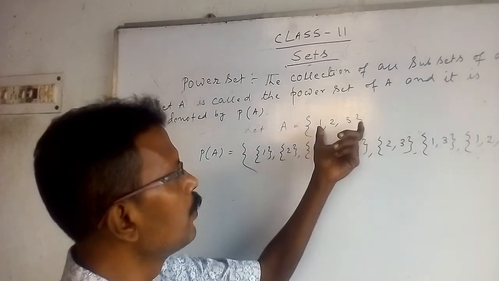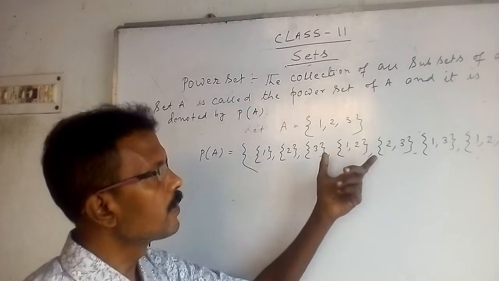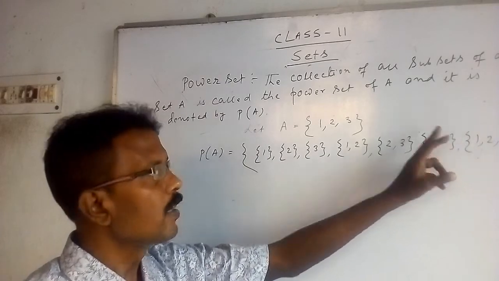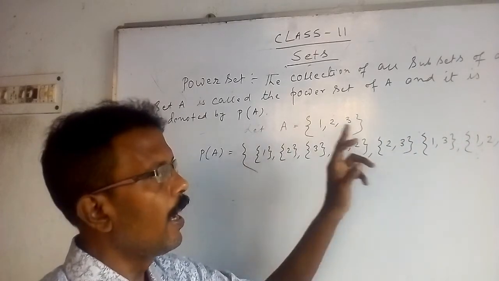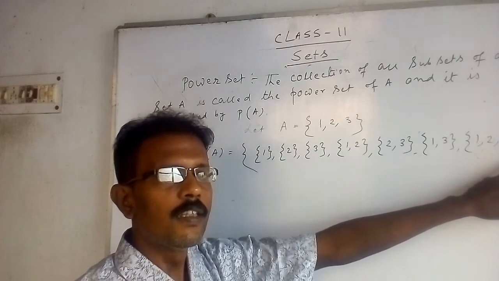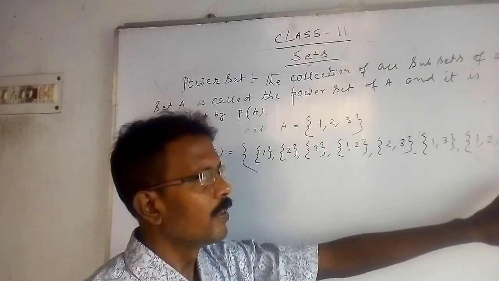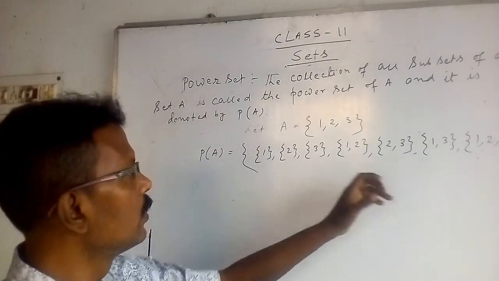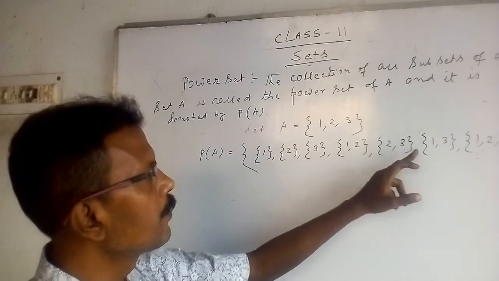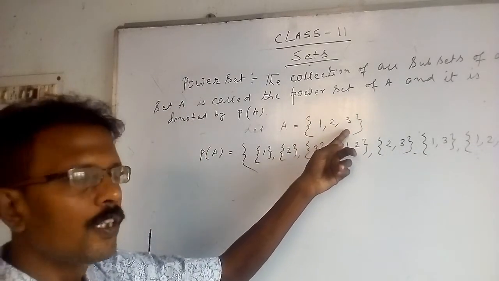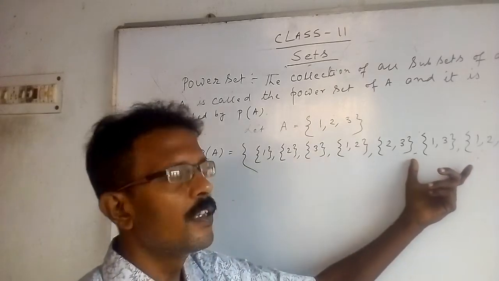Every set is a subset of itself. Therefore {1, 2, 3} is also a subset of this set A. And we have discussed in earlier classes that the null set is a subset of every set. Therefore the null set is included here. Now you can count: 1, 2, 3, 4, 5, 6, 7, 8. When the number of elements is 3, the number of subsets is 8.